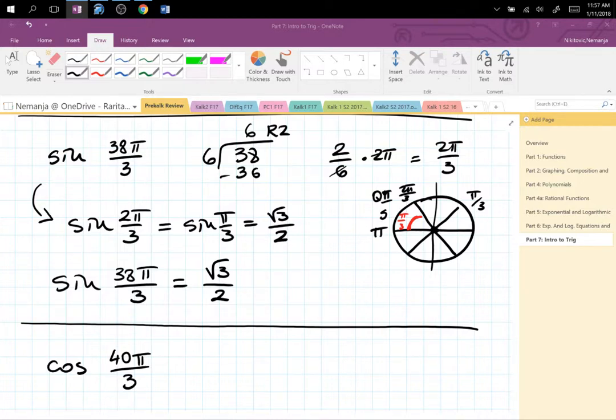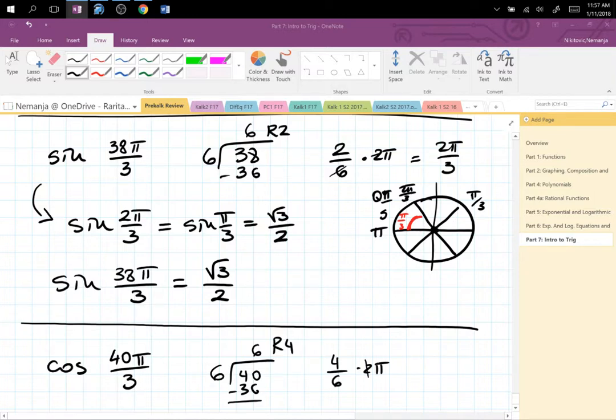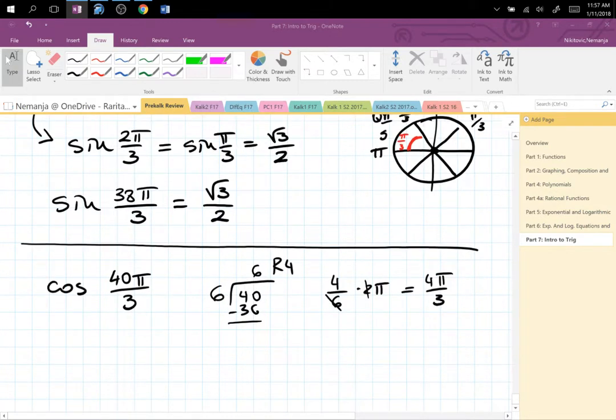Okay, what am I dividing by? Same thing as above, right? 40, 6 into 40 goes 6, so 36, subtract, remainder 4, and that's all we care about, so 4 over 6 times 2 pi. This and this cancel. We are left with 4 pi over 3. Beautiful. So we have our cosine of 40 pi over 3 to be exactly the same as cosine of 4 pi over 3.